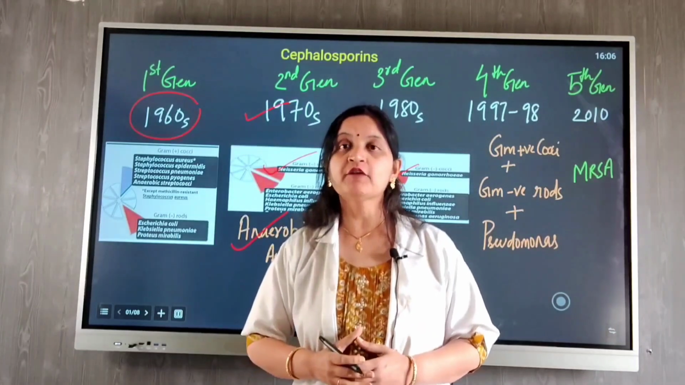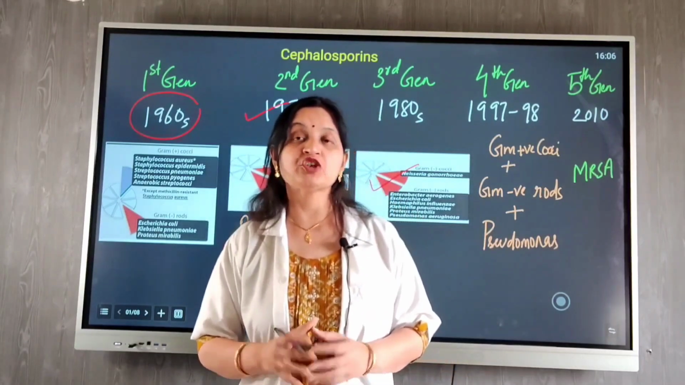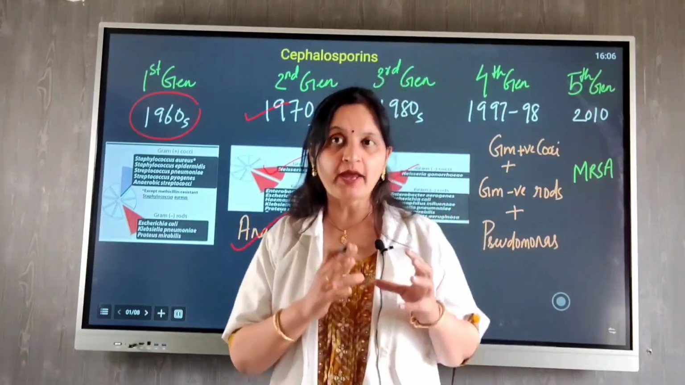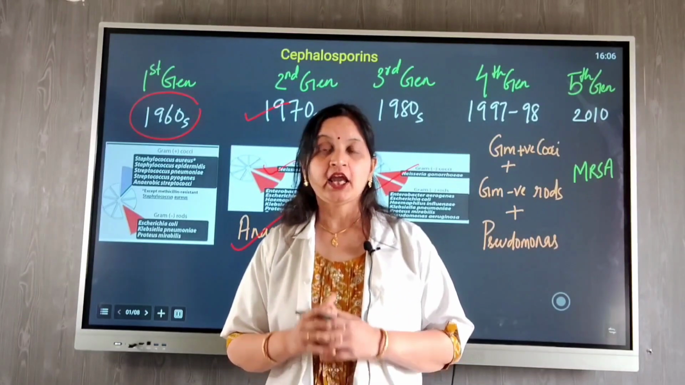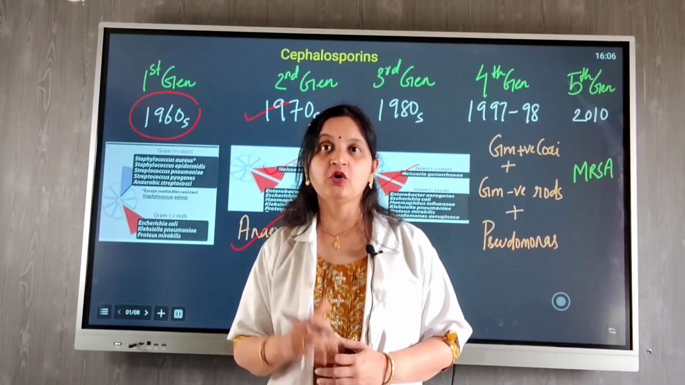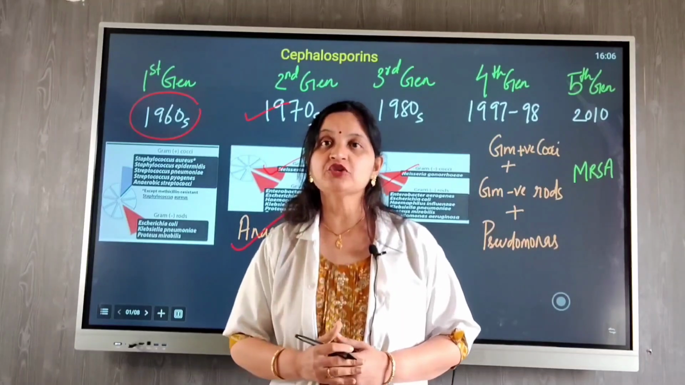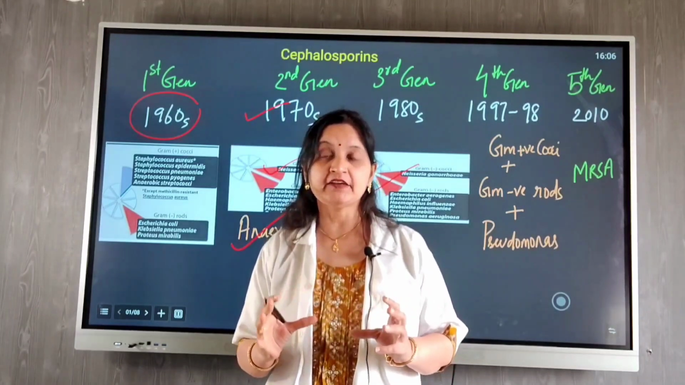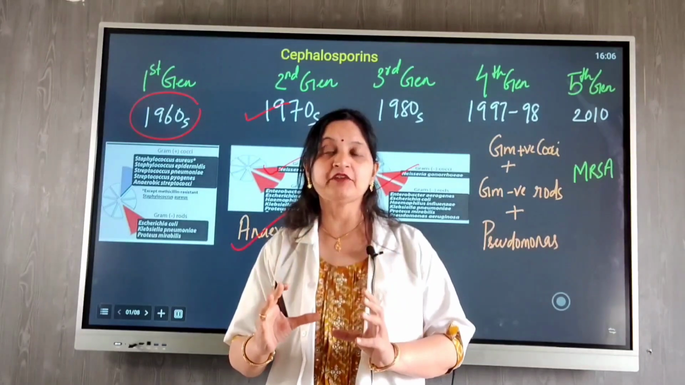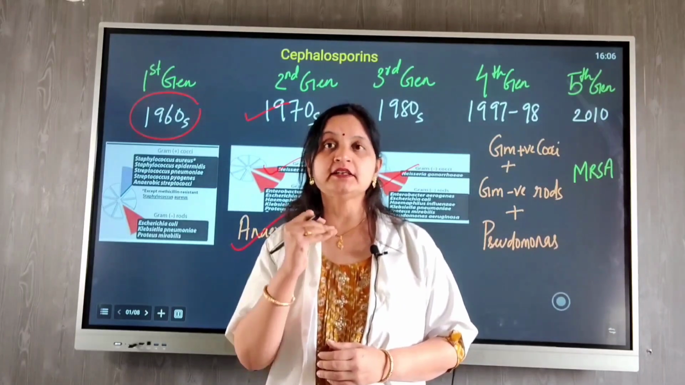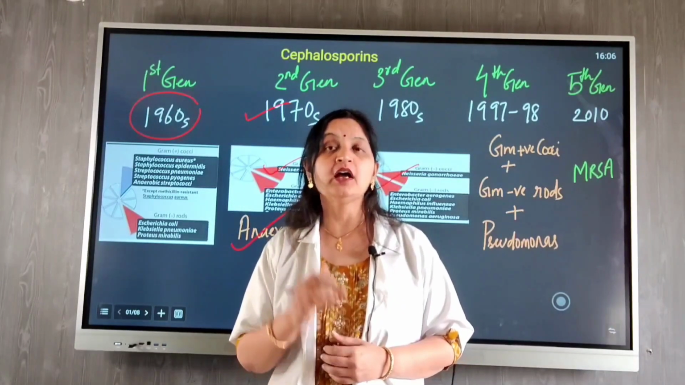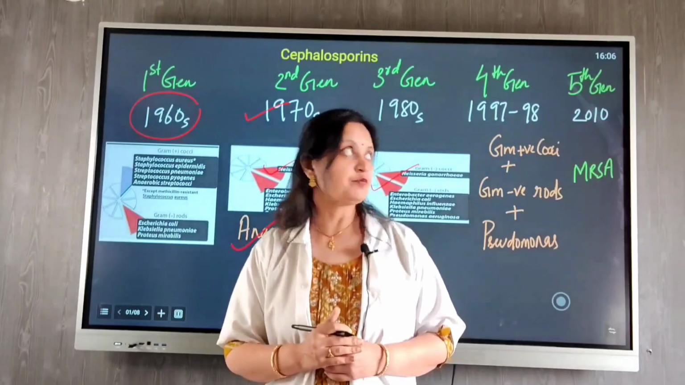So now let's move to the fourth generation of cephalosporin, which has high activity on gram-positive cocci and gram-negative bacilli, including Pseudomonas. So this generation of cephalosporin is highly active against gram-positive and gram-negative organisms. Pseudomonas is also affected. So resistant infections can be treated with fourth generation cephalosporins.